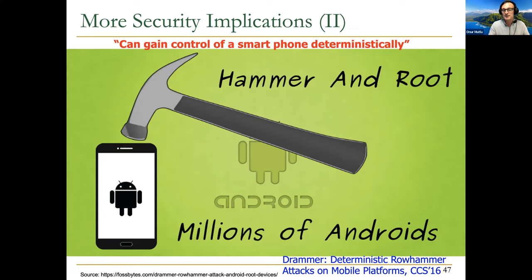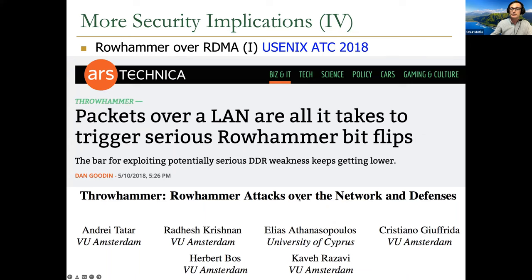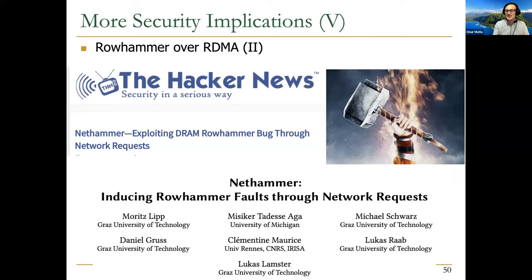People showed that you could accelerate these attacks using GPUs, because GPUs have the capacity to hammer many rows faster and more aggressively. As a result, these folks showed that you could escalate privilege via the WebGL interface in a mobile system using the GPU. Later, people showed that you could actually do these attacks through the RDMA, Remote Direct Memory Access interface, in a remote computer. And this is an interesting paper. These folks had the same idea, and they have another paper, a concurrent paper with the previous work.